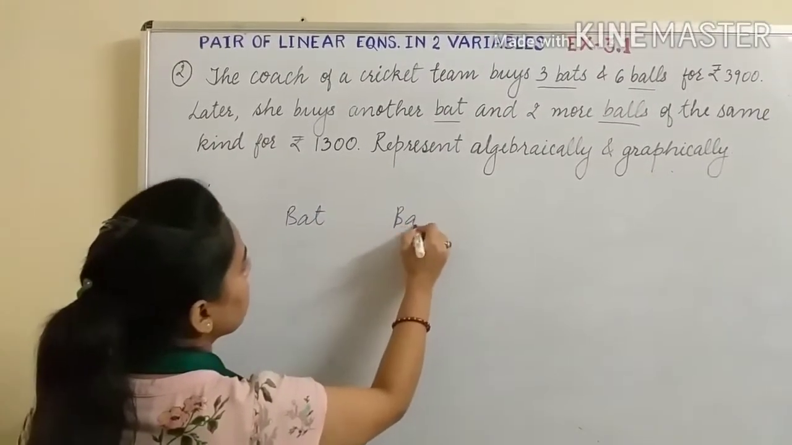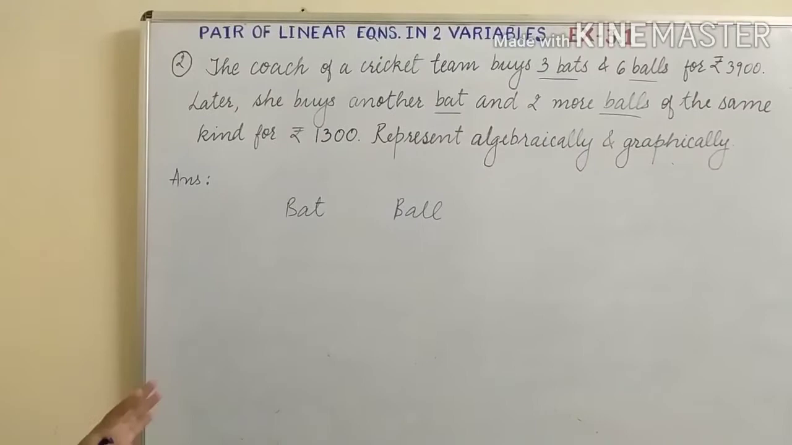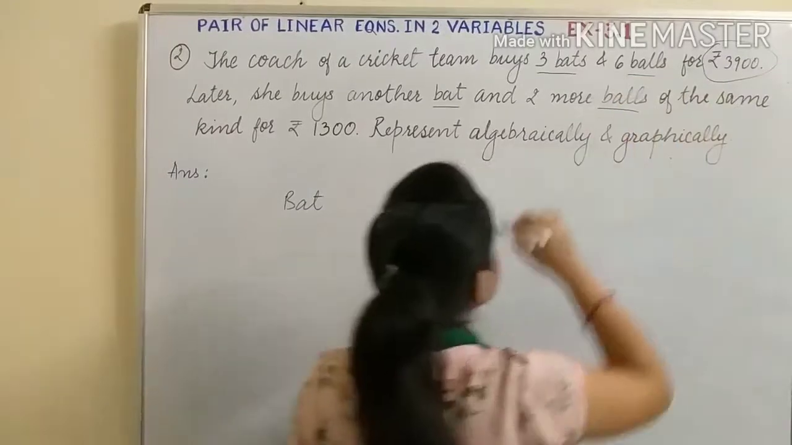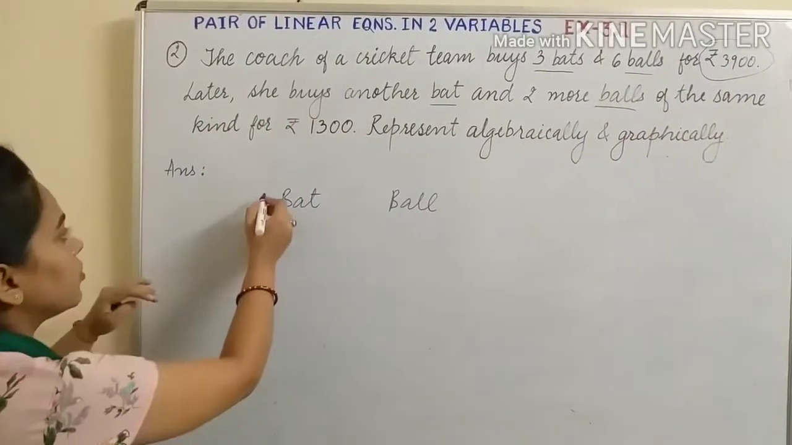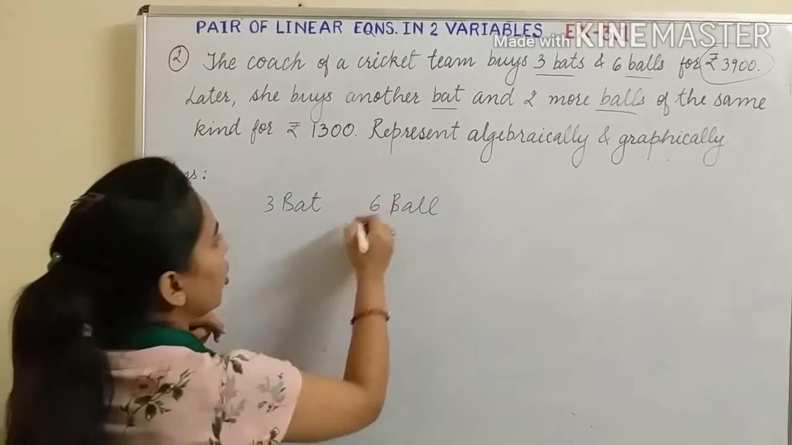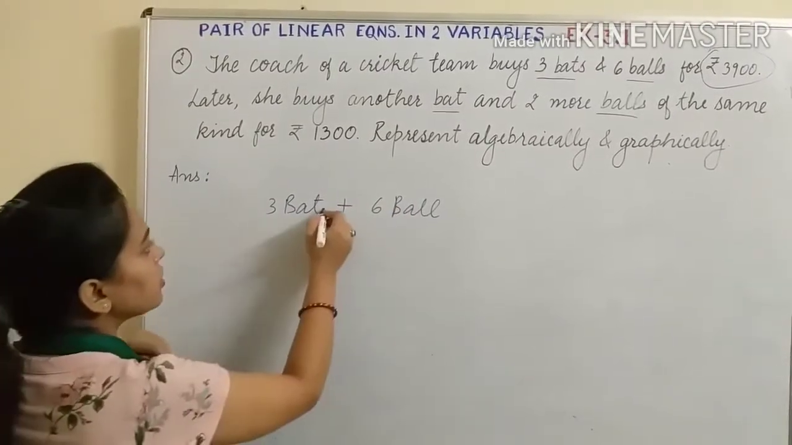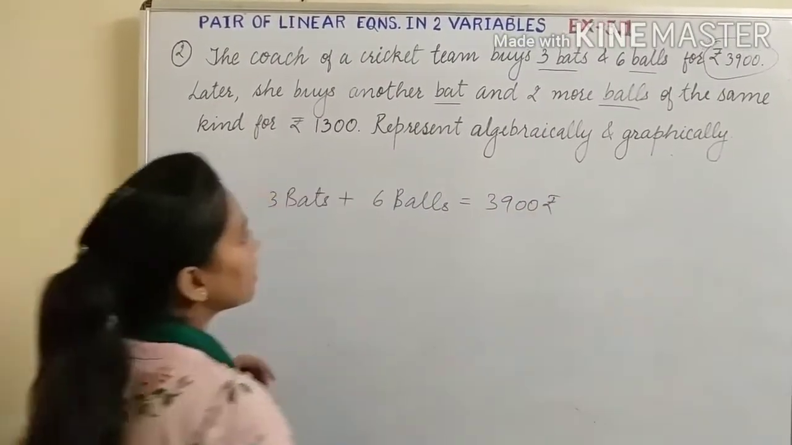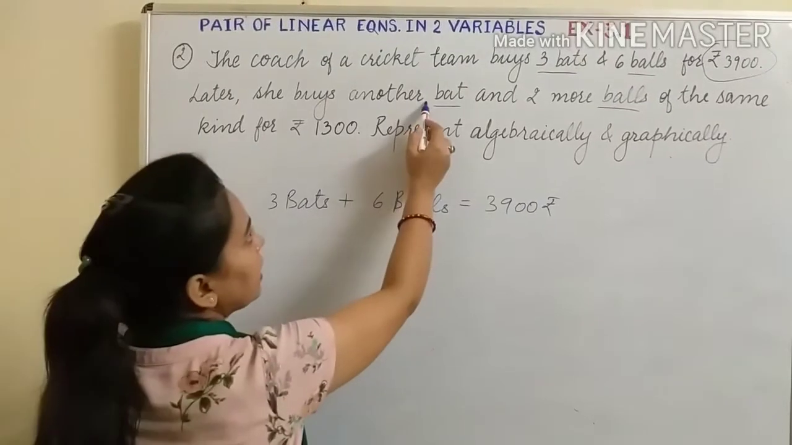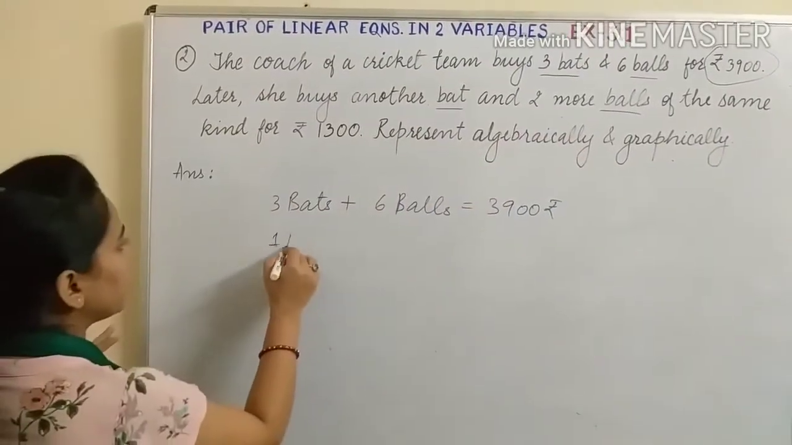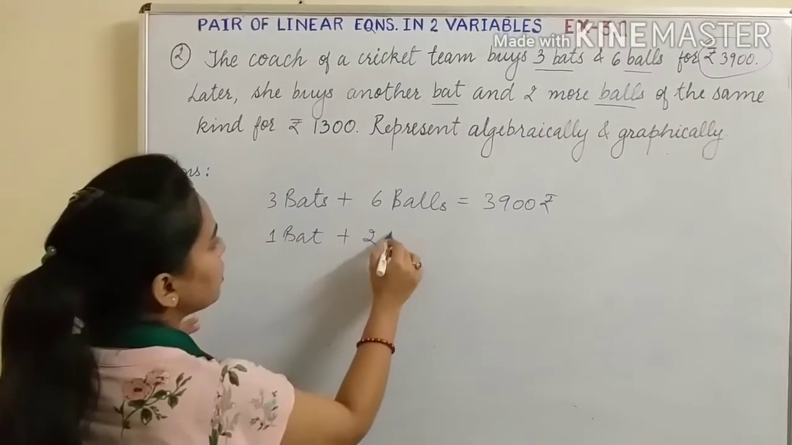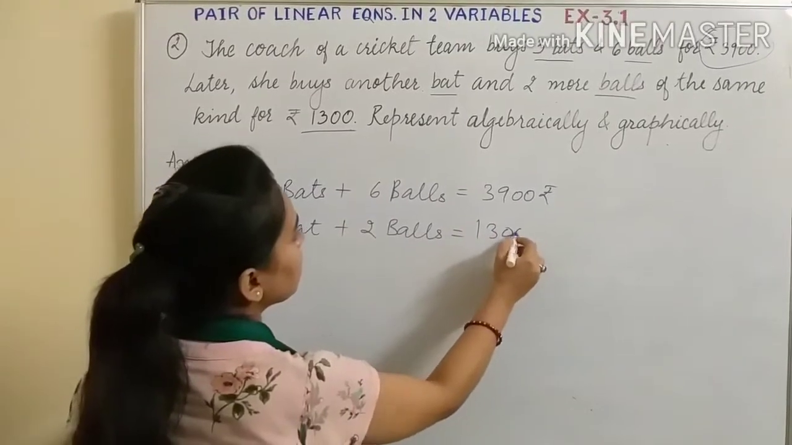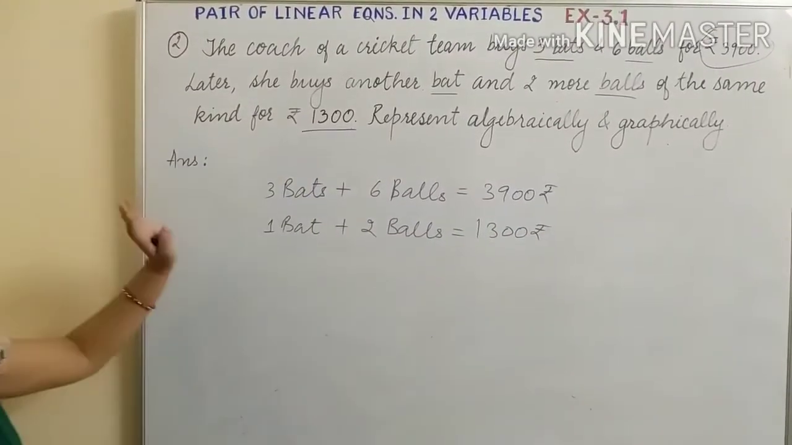Bat and ball. Now you can see the basic thing is their cost price. The coach first bought 3 bats and 6 balls, and their cost was 3900 rupees. And again she bought 1 bat and 2 more balls for the rupees 1300. These are the 2 equations.